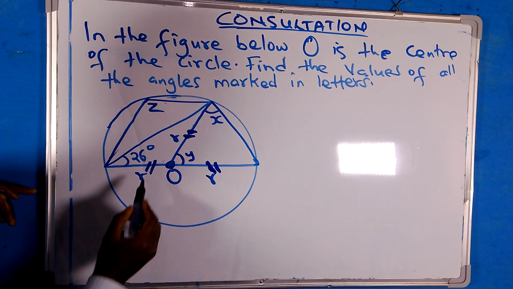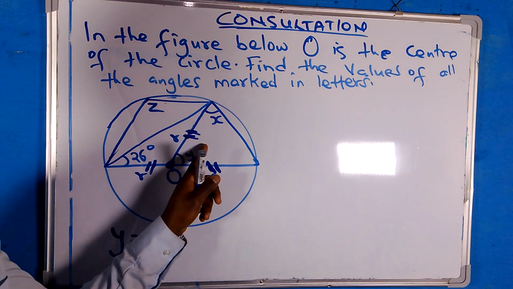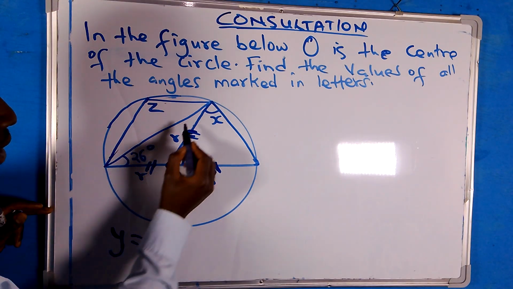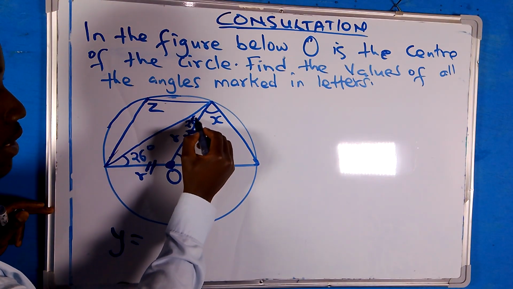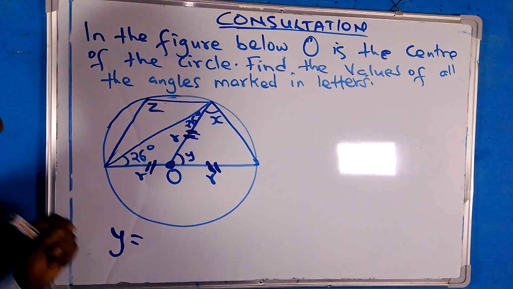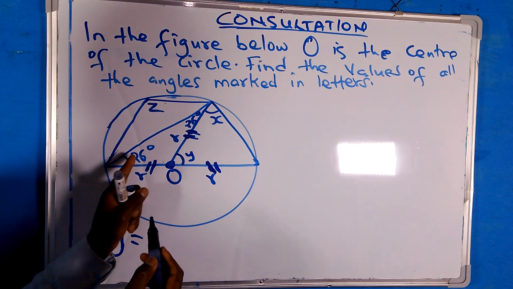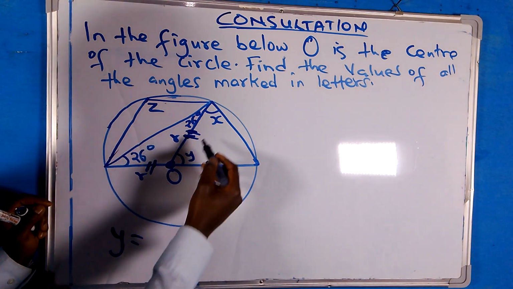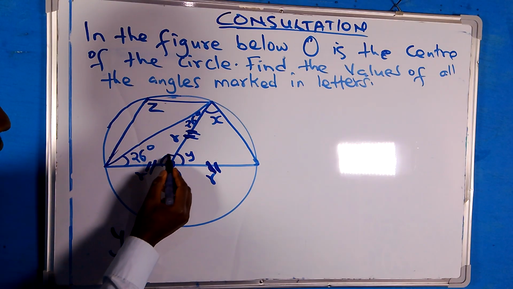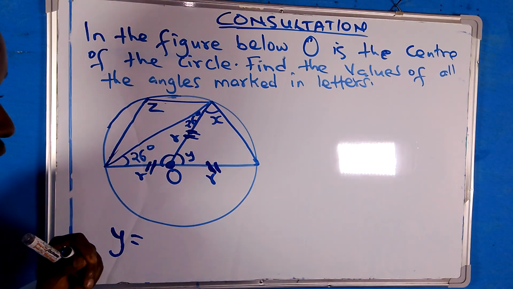To solve y, if this side and this side are equal, then this is an isosceles triangle. This being an isosceles triangle, if this is 26 degrees, this here is also 26 degrees, because in an isosceles triangle the two base angles are equal. These two lines are the two radii. So we will first determine this angle here, and we will add 26 plus 26, that will give us 52.